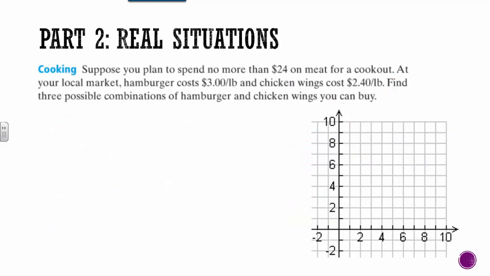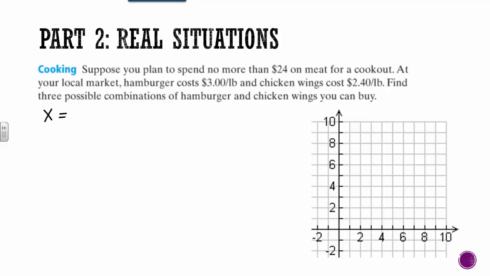So story problem, and then we're done. Suppose you plan to spend no more than $24 on meat for a cookout. At your local market, hamburger costs $3 per pound and chicken wings cost $2.40 per pound. Find 3 possible combinations of hamburger and chicken wings you can buy. So we got 2 things we don't know, just like the story problems we've been doing.